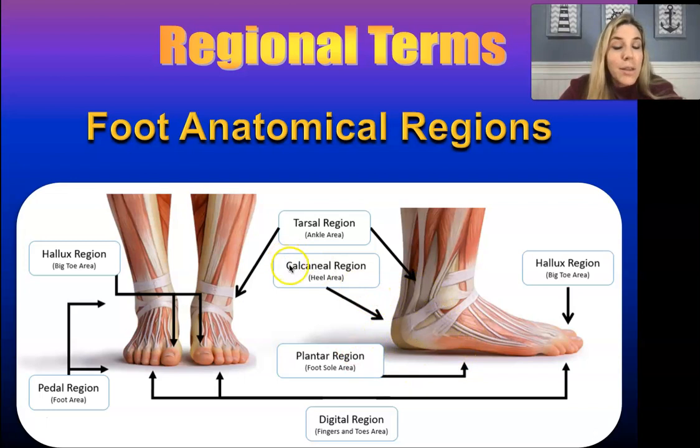Your heel is called the calcaneal region. There's a bone there called the calcaneus. So this is the calcaneal region. And then the ankles are referred to as the tarsal region because there are tarsal bones there. So tarsal region. And of course, we're back to the hallux, the big toe over there. So ankles are tarsal, heel is calcaneal, toes are digital, the whole foot is pedal, big toe is hallux, and then underneath is plantar.